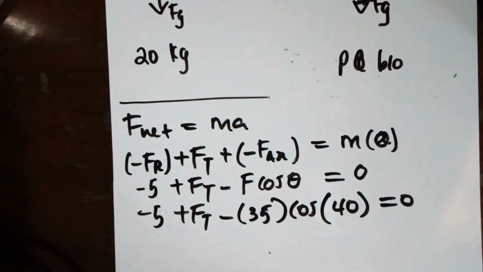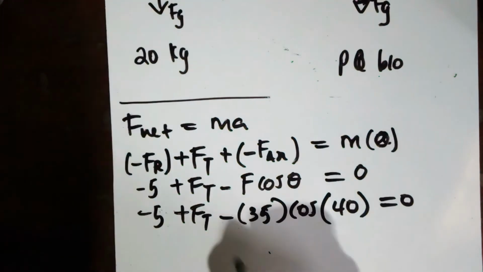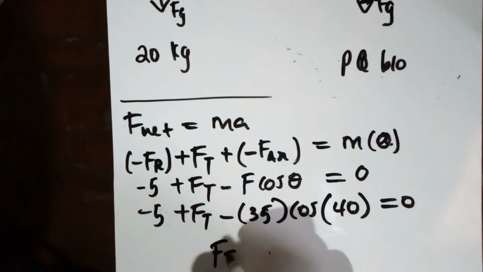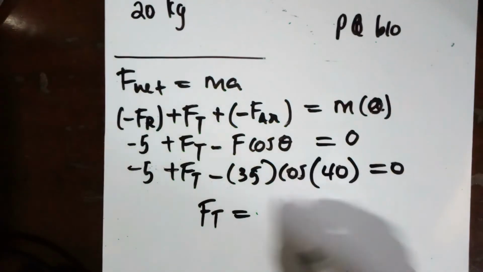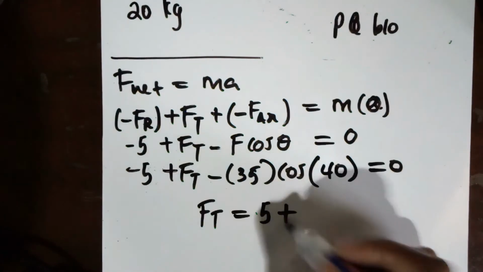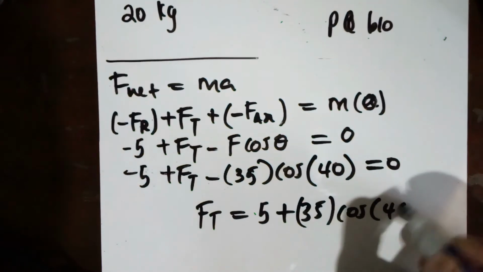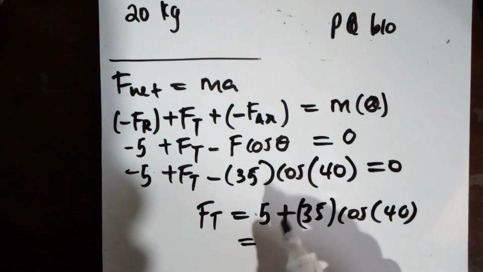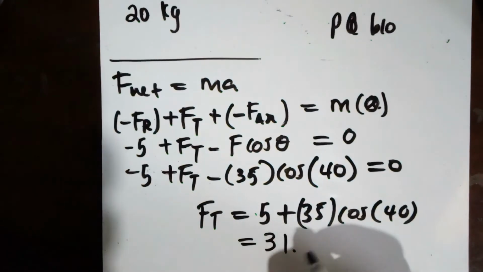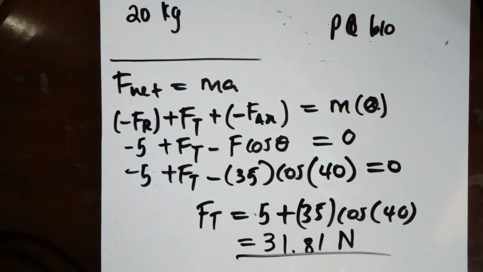And now it's just a matter of a simple calculation. So we want to be left on this side with Ft, which is our tension, so we take everything to the other side. We have 5, it becomes positive, plus 35 cos of 40 degrees. You put this in your calculator, and you should come to a value of about 31.81 newtons. So now we have that value.